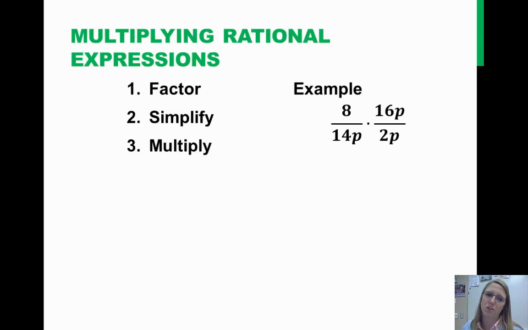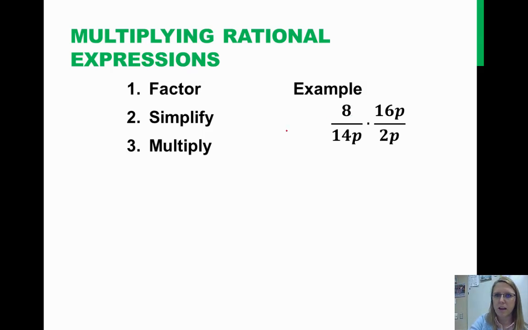Okay, so one of the things I want you to know, when you're multiplying rational expressions, these are the 3 steps you need to do every time you multiply them. First of all, you want to factor both the top and the bottom, the numerator and the denominator. Then you want to simplify, cancel out anything that they have in common from the numerator to the denominator, and then you multiply. So let's look at this example here. We have 8 times 16p and 14p and 2p. So let's break all of that down.